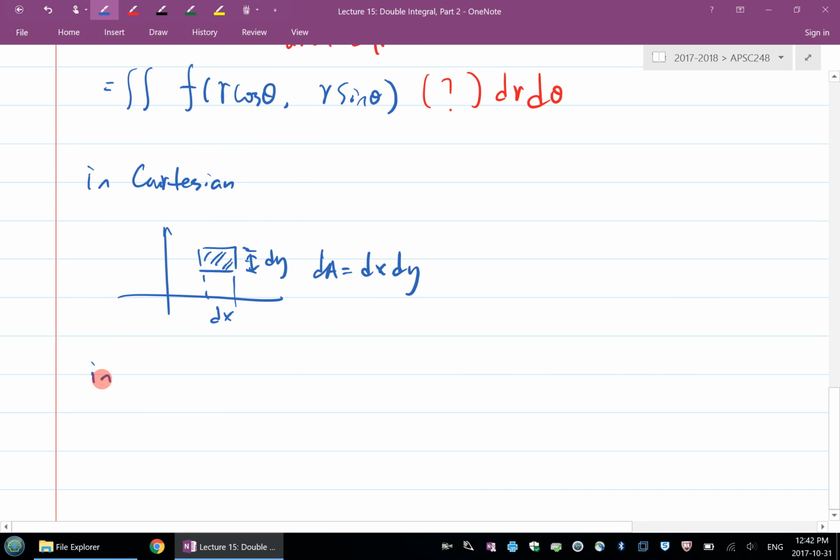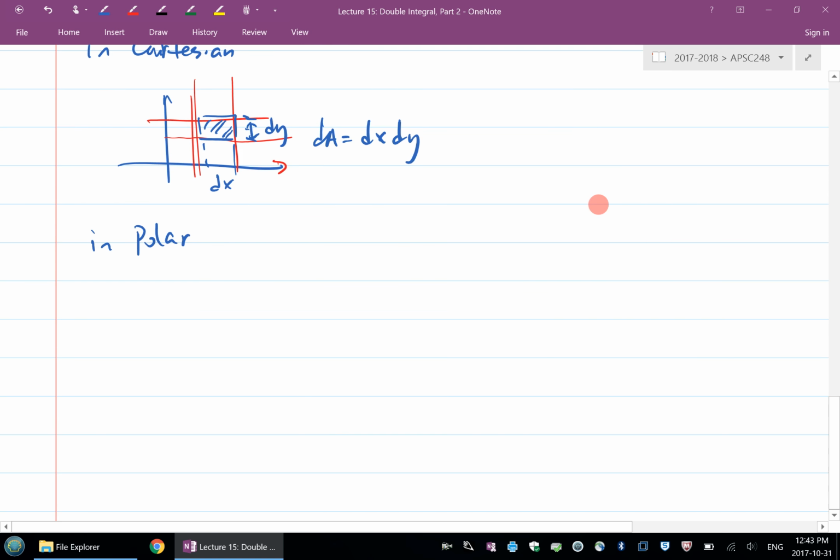So in polar, let's try similar things in the polar coordinate system. Because in the Cartesian coordinate system, how do we draw this rectangle? Basically, we create vertical lines and horizontal lines, right? The vertical lines and the horizontal lines are both in the direction given by what? Given by the xy axis direction, right? So in polar, let's try the same thing.